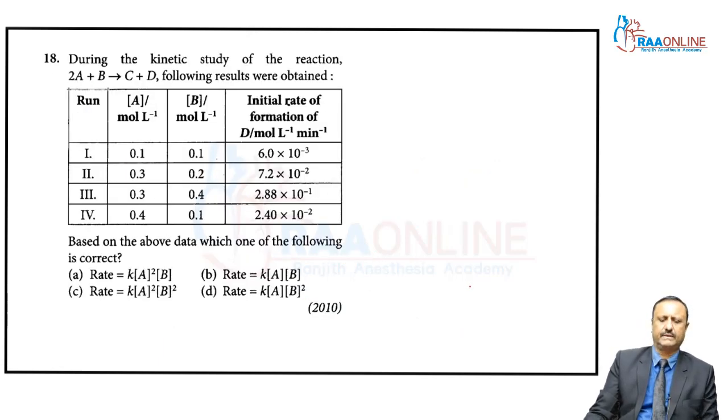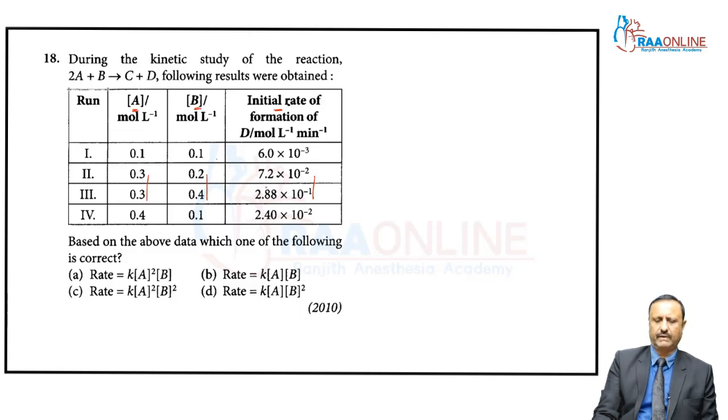Here, my dear students, you can see during the kinetic study of the reaction 2A plus B to give C plus D, the following results were obtained. In this type of question, first of all you look at the experiments in which the concentration of A is constant and B is changed, then you look at the initial rate and calculate the order of reaction. Here we see experiments 2 and 3, the concentration of A is constant, but the concentration of B goes from 0.2 to 0.4, double. When concentration doubles, the rate increases by 4 times.